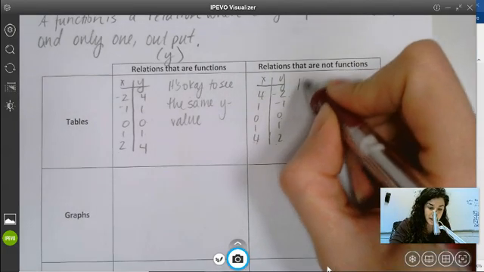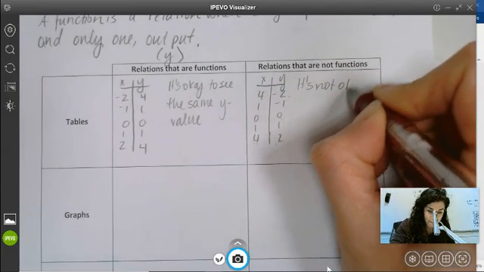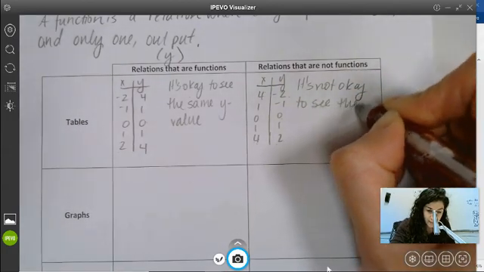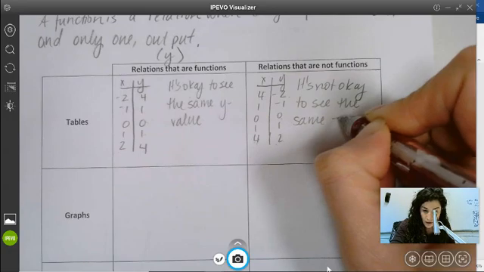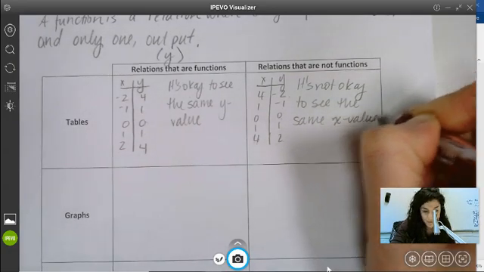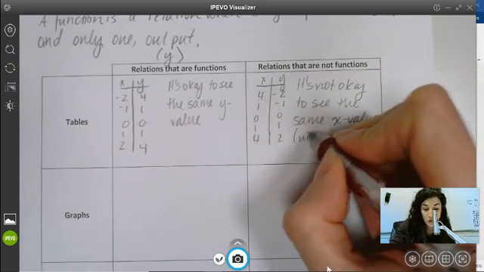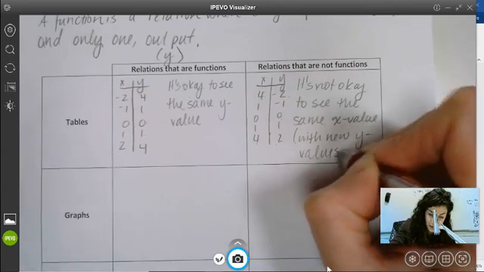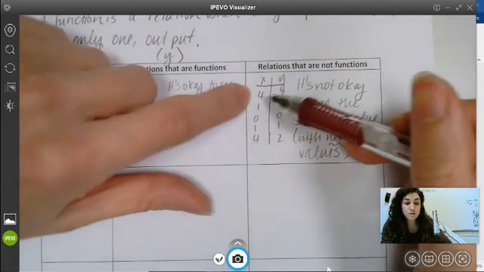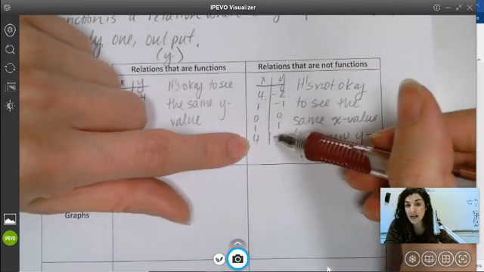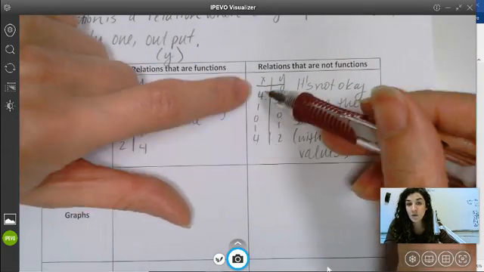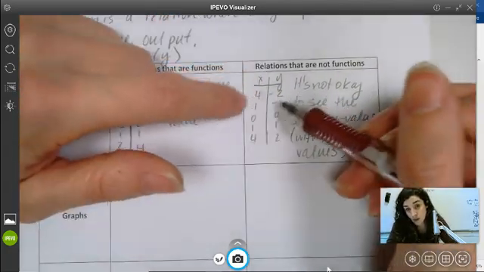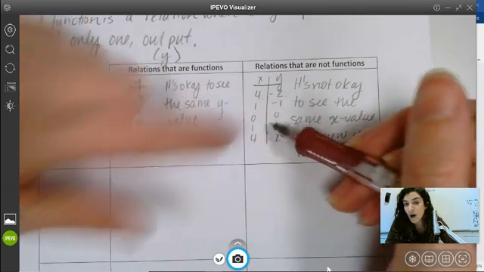So it's not okay to see the same x value specifically with new y values. Of course, there could be a situation where you see 4 again later on, but maybe I switched it to -2, right? If it was 4, -2, and then later 4, -2 again, that would be fine. It wouldn't be because of 1, -1, and 1, 1.